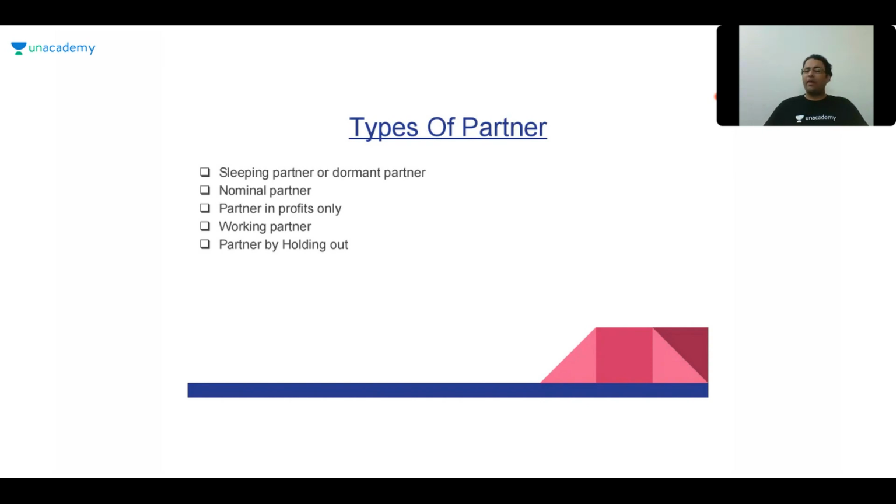Partner by holding out. A partner by holding out is a person who simply projects an image to the external world by his actions that he's a partner in the firm, but in actual situation he may not be so. He might just lend his image to the partnership firm. So he does not contribute capital, he does not get a share in the profit or loss, but he only projects himself to be a partner of the firm, whereas in reality he is not.